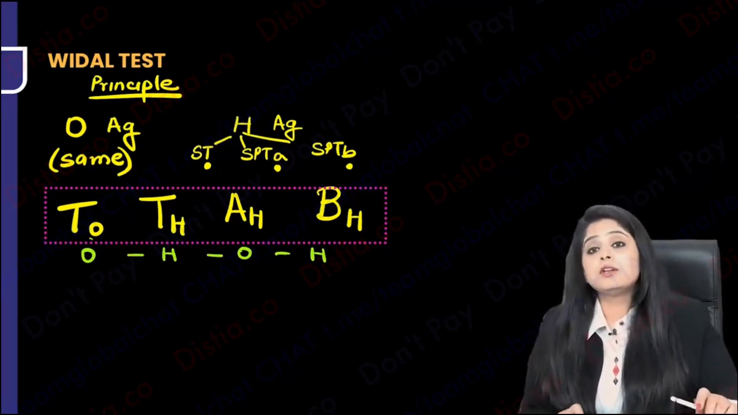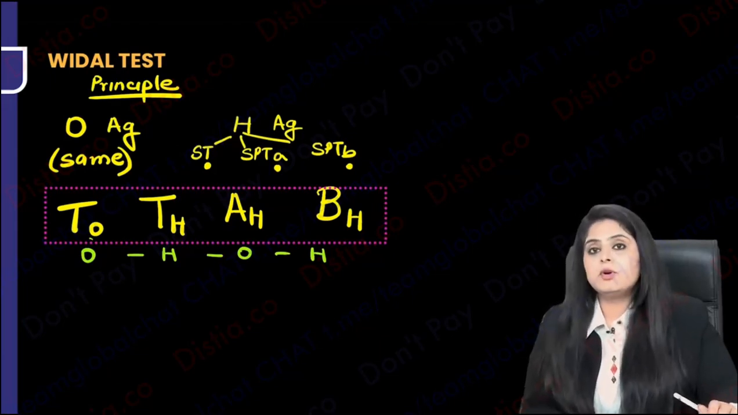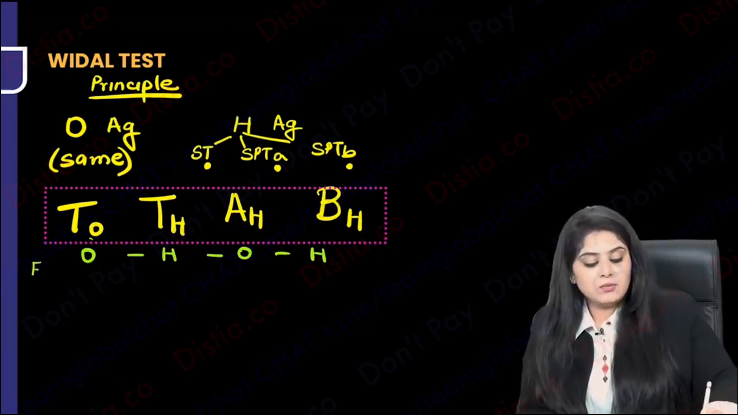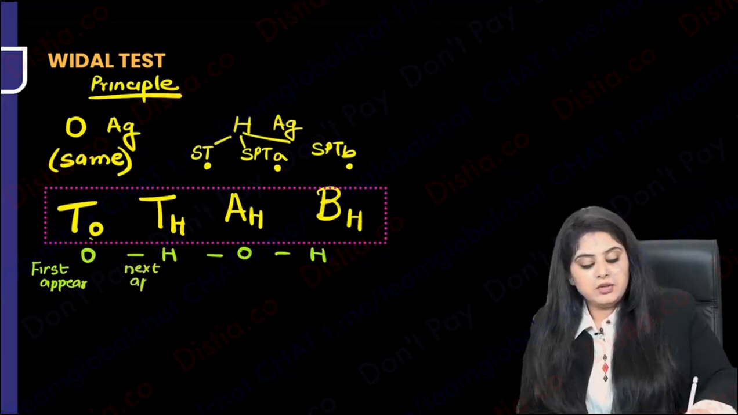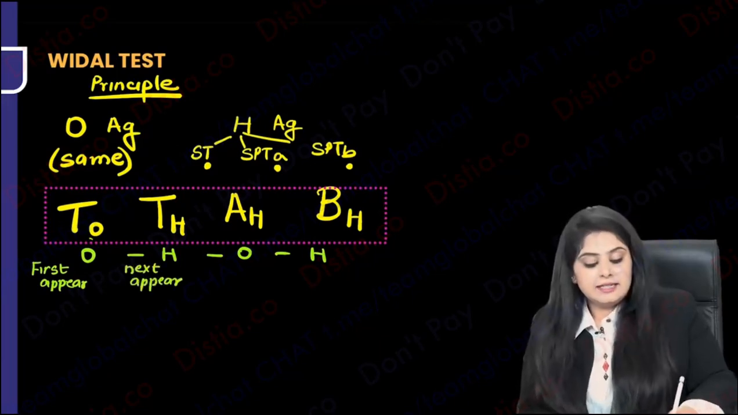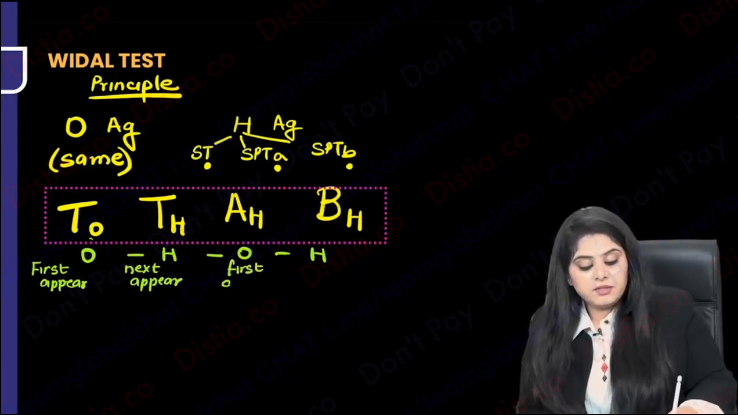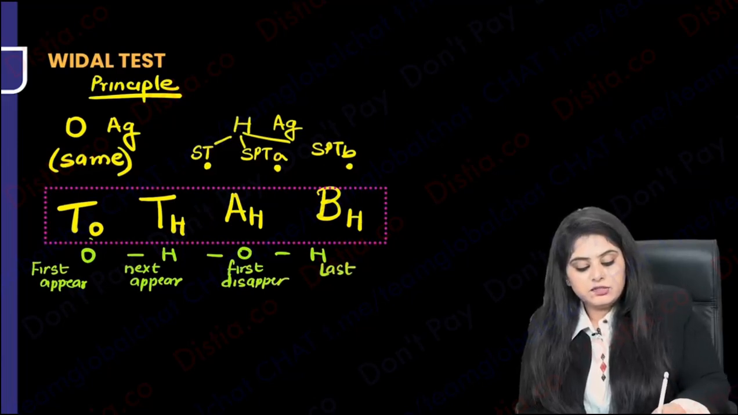Most of the cases it is not even followed. But please note, when I'm talking about OH, O antibodies are the ones which they say are first to appear. Then next to appear in the blood are going to be the H antibodies. Then the first to disappear from the blood is also going to be the O antibodies, and the last to disappear in the blood is going to be the H antibodies.